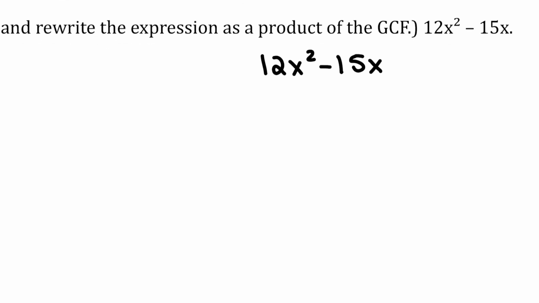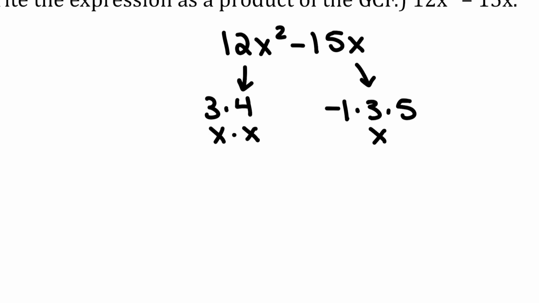So in order to know the GCF, we need to break down each of these terms into its factors, right? So 12, that is made up of 3 times 4. And 15 is made up of -1 times 3 times 5. And then there's some x's too. So we have x times x, and we have an x. So we have a few things in common here, and I'm going to highlight them. We have a 3, and we have an x. And that's it. Nothing else repeats.